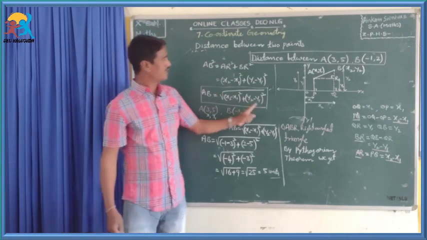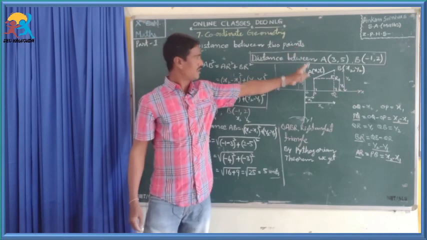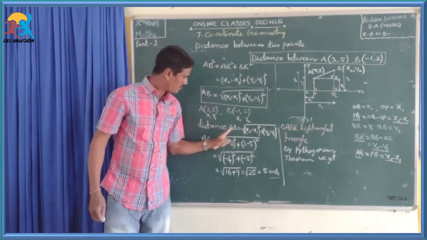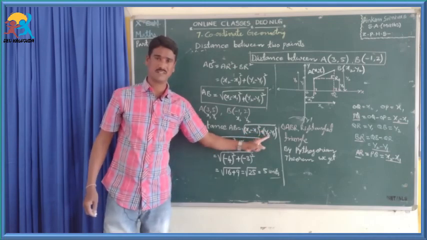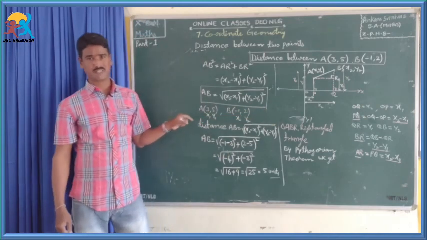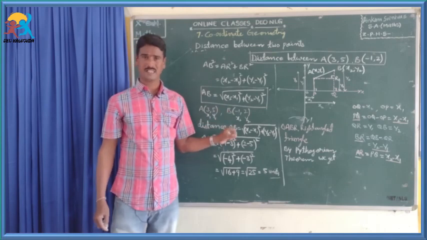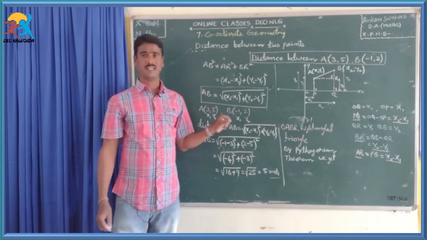So dear children, we have learned the distance between 2 points in the Cartesian plane. The formula is the square root of x2 minus x1 whole square plus y2 minus y1 whole square. Using this formula in this exercise 7.1 we can solve all problems very easily. We will discuss the exercise 1 problems in the next class.